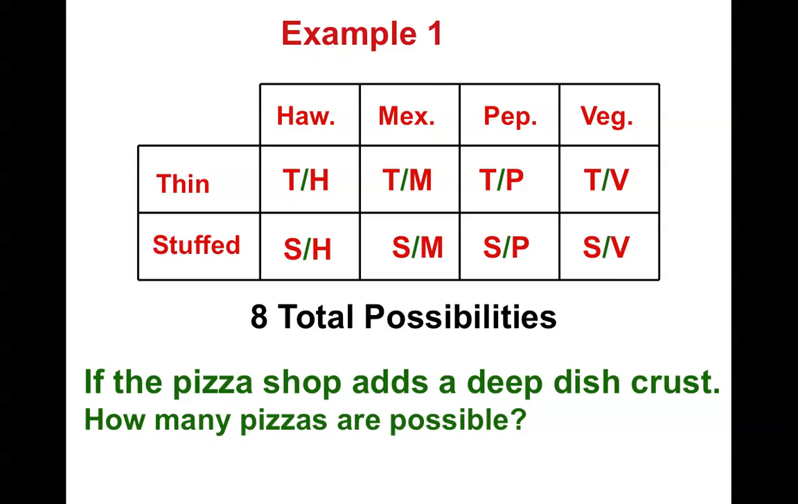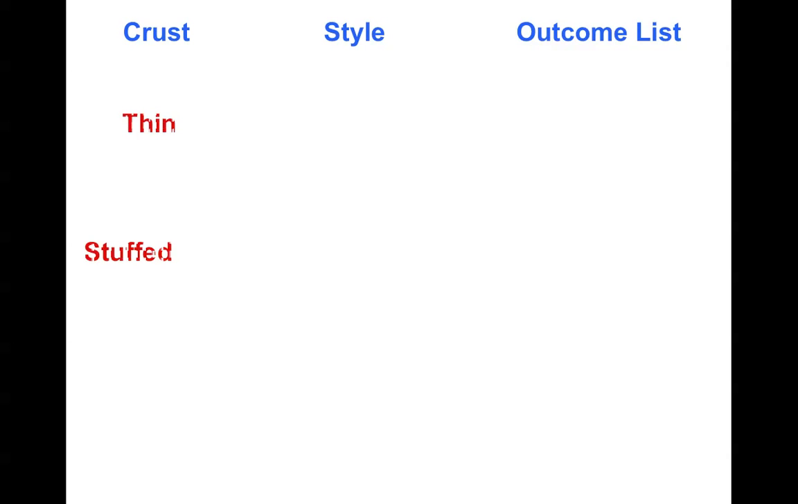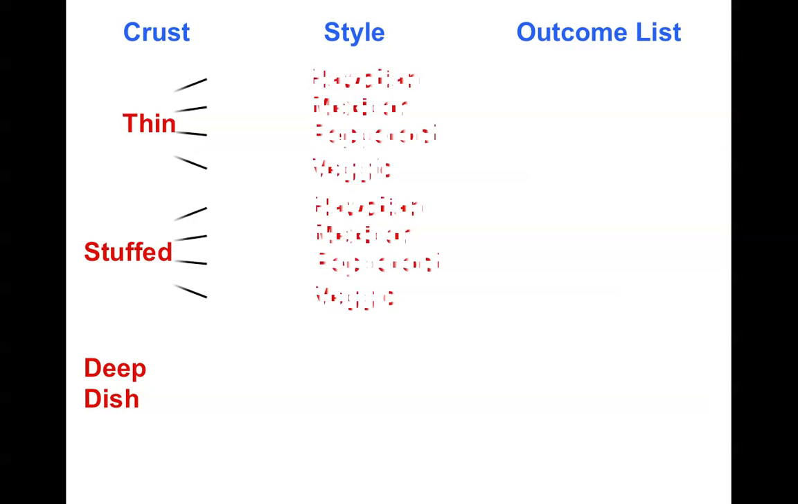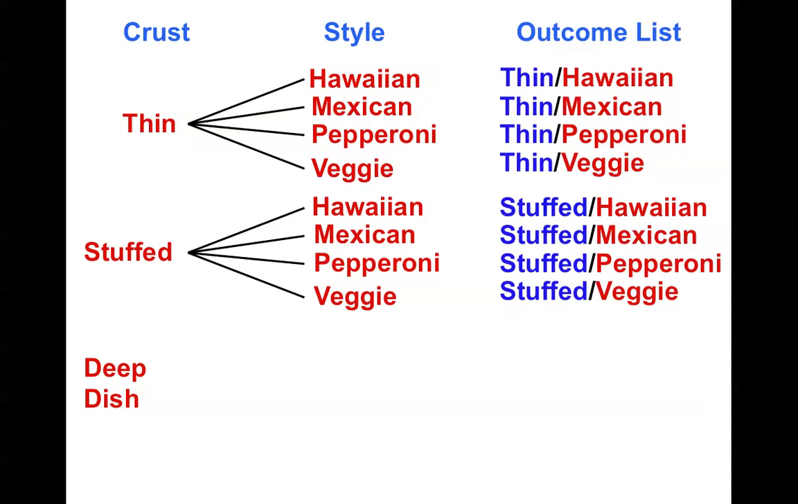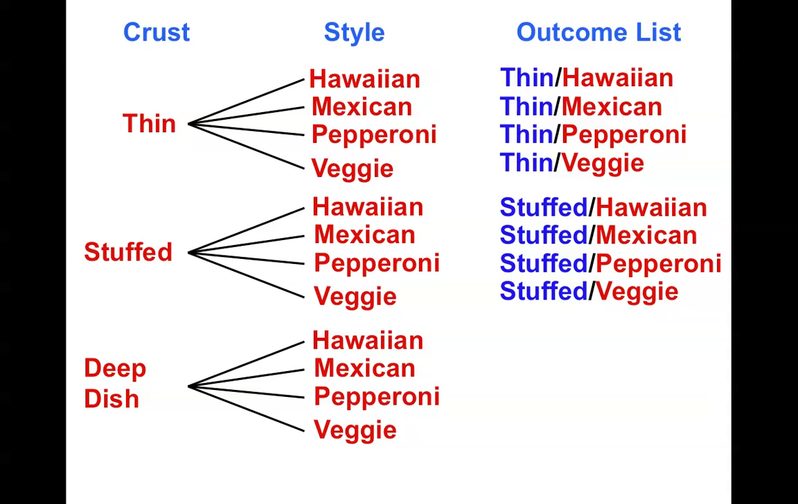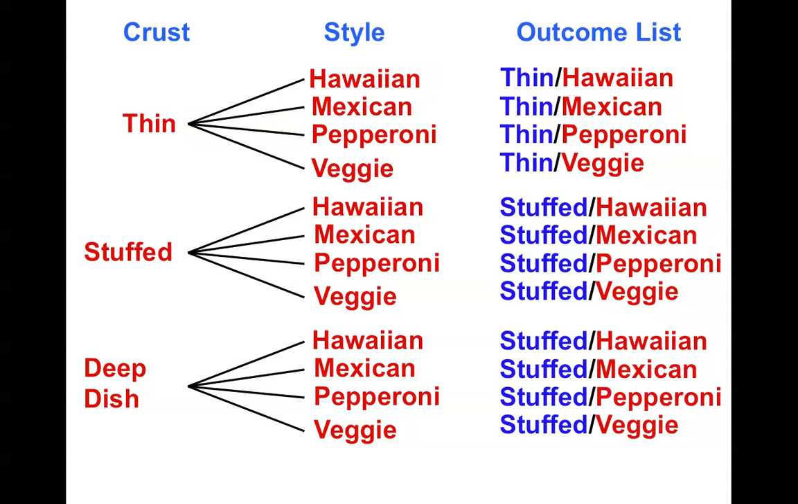So if the pizza shop adds deep dish crust, how many possibilities are there going to be? Take a look. So now our crust no longer is just thin and stuffed, it's also deep dish. But the styles of pizzas stay the same. So the deep dish can also be deep dish Hawaiian, Mexican, pepperoni, and veggie. And notice we get some more possibilities to be able to have at this restaurant for a total of 12.